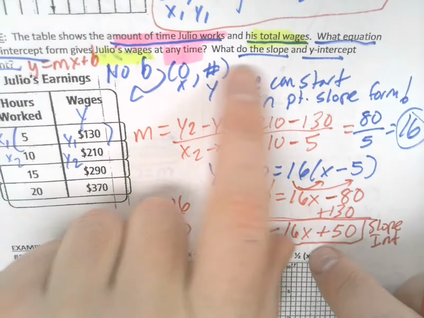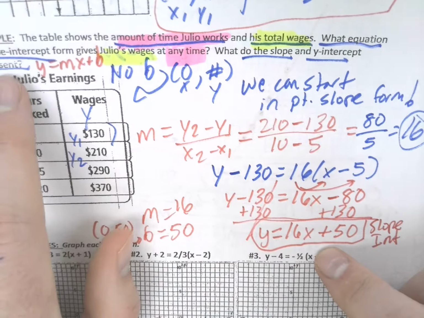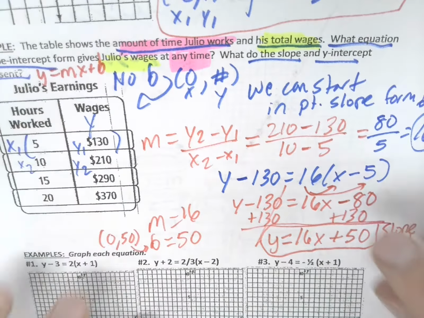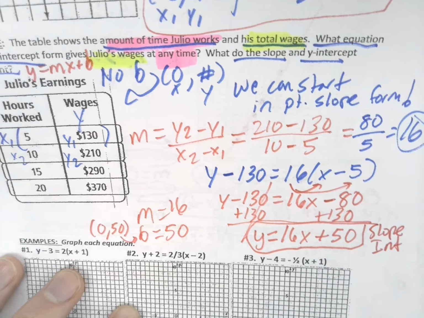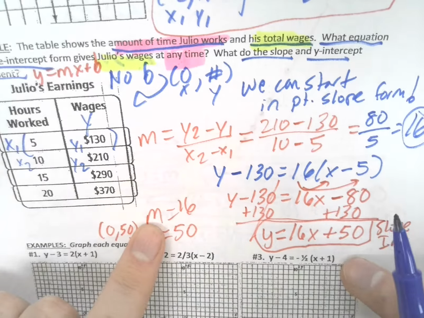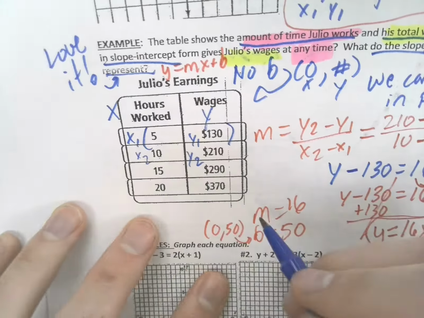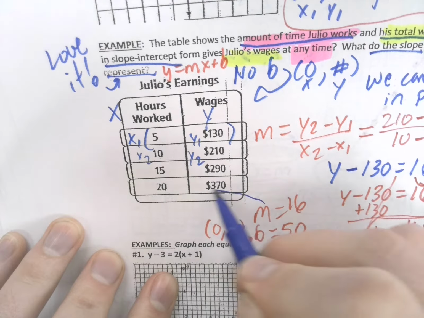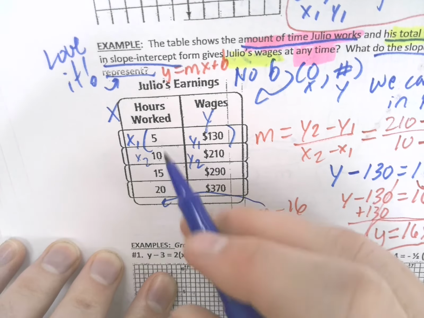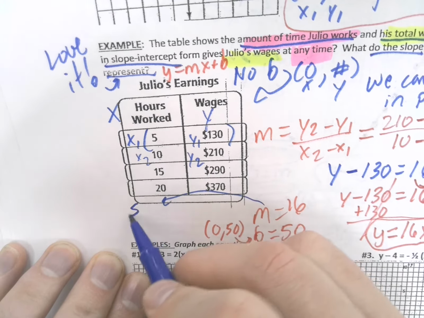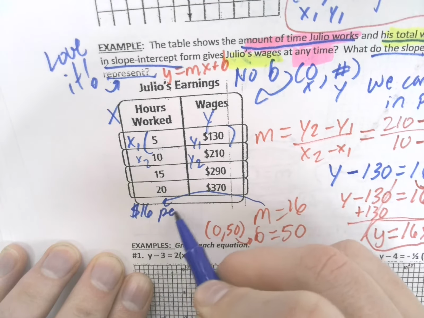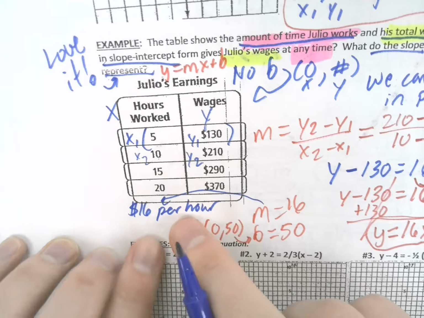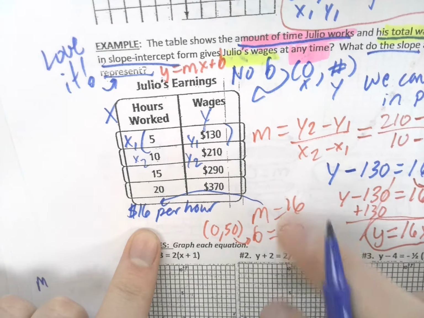And so, guys, how do we interpret this? What do the slope and y-intercept represent? Look at all this awesome work we've done. Well, we know the slope. Let's take it over here. We know the slope is going to be how much he's making per hour. So this man's making $16 per hour. That's what we know our slope's telling us.